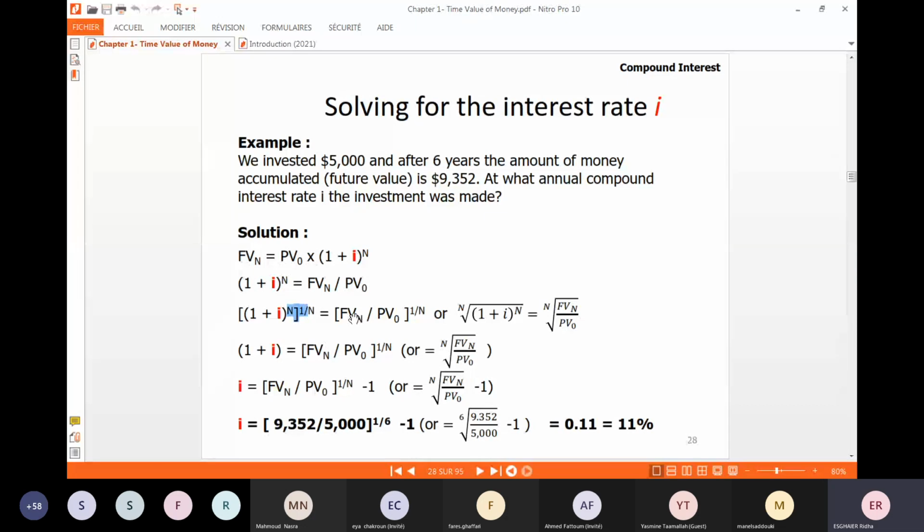Future value n over present value 0, power 1 over n. So we simply subtract this one. I is equal to the future value n over present value 0, power 1 over n, or the nth root of the future value over present value. Don't forget the minus 1 to get the interest rate. Here the interest rate is approximately 11%. It's very simple.